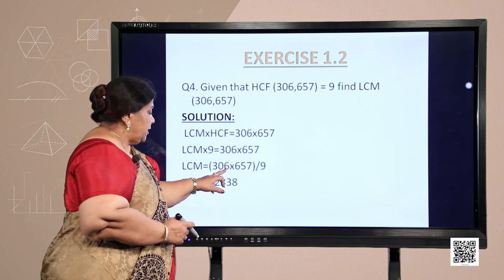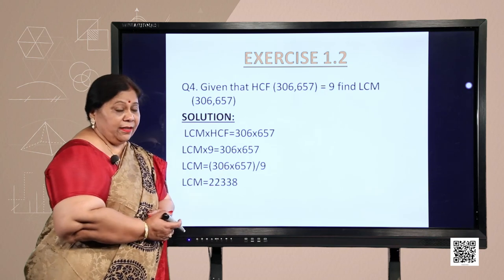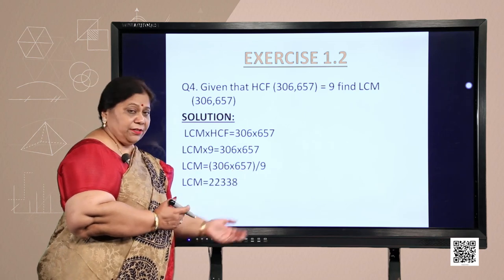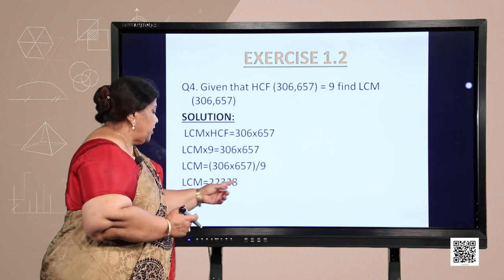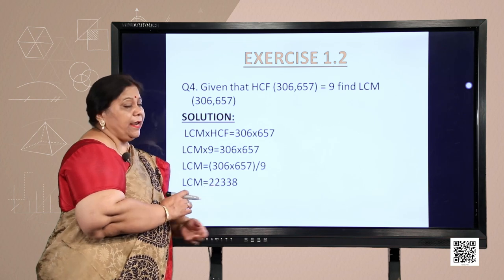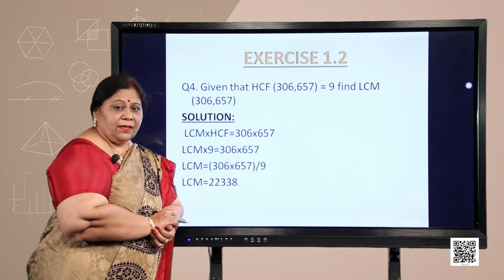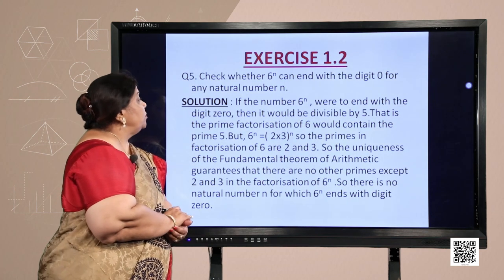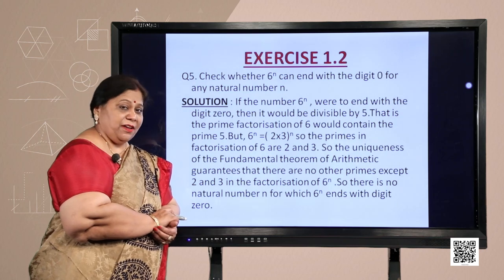Now see, 6 plus 3 is 9. Is 9 divisible by 3? Yes. I can cancel out with 3 and on simplification you will get here 22,338 as the LCM. Have you followed? Yes. Let us look into the next question, question number 5.